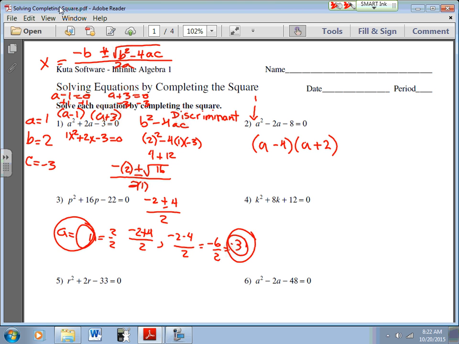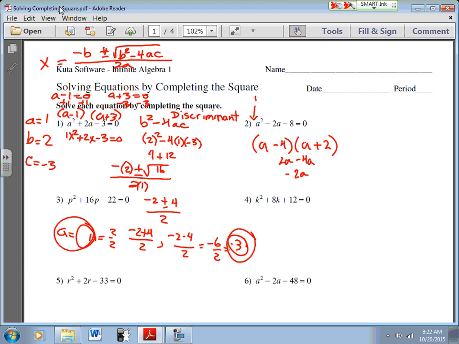If you look at this problem, A times A is A squared. A times 2 is 2A. -4 times A is -4A. Those two add up to give you the middle term, which is the -2A. And -4 times 2 is the -8.